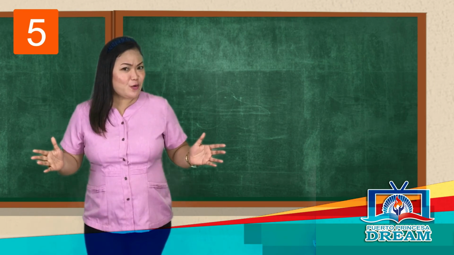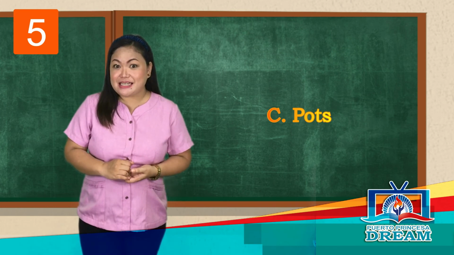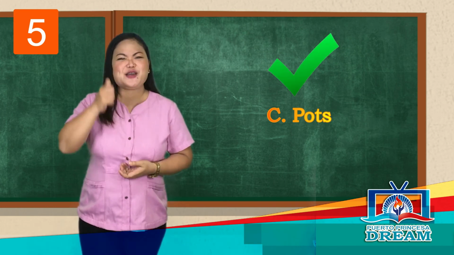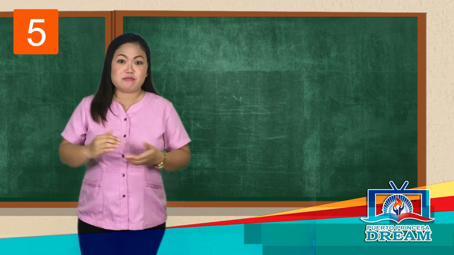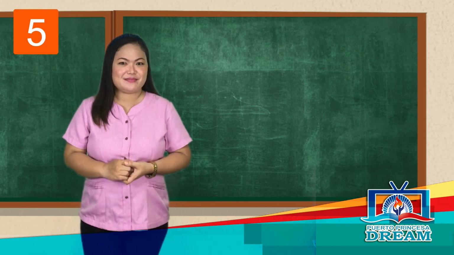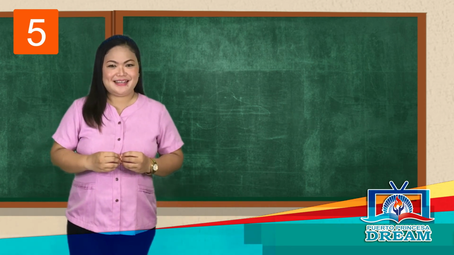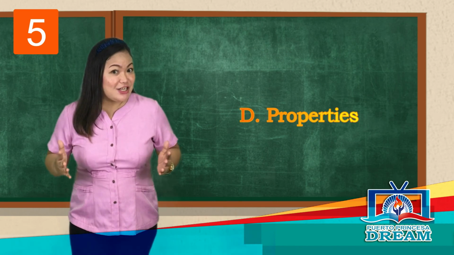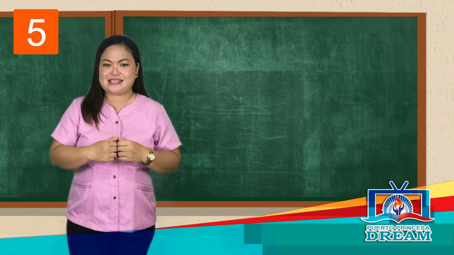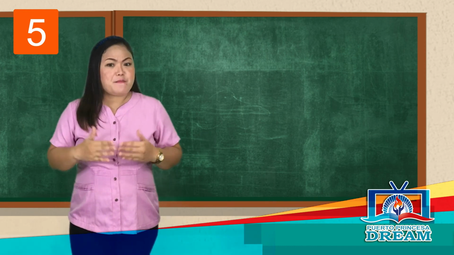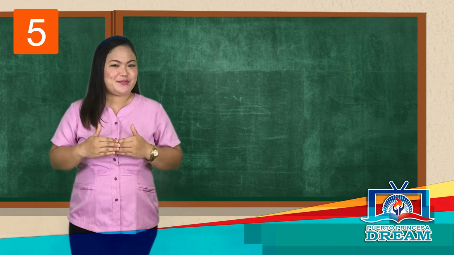What is the answer for question number two? Is your answer letter C, pots? Correct! Most of our pots are made of ceramics. What about question number three? Is your answer letter D, properties? Then your answer is correct. Property of matter makes each material distinct from one another.